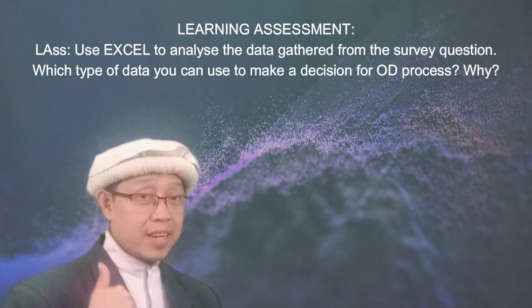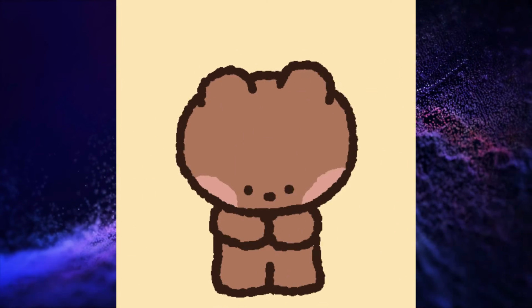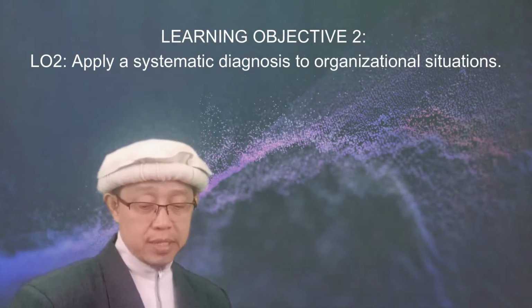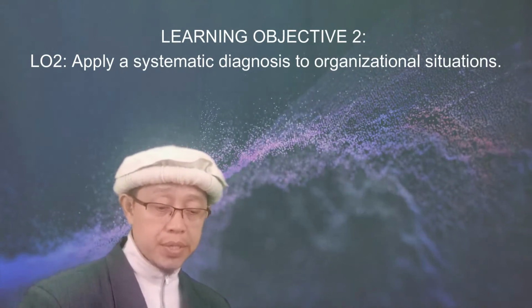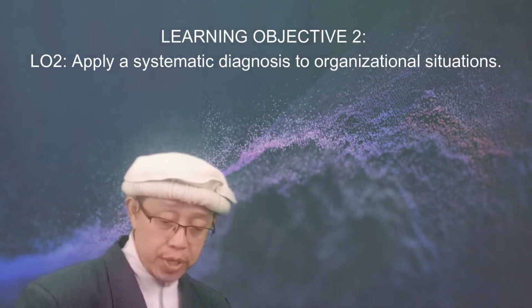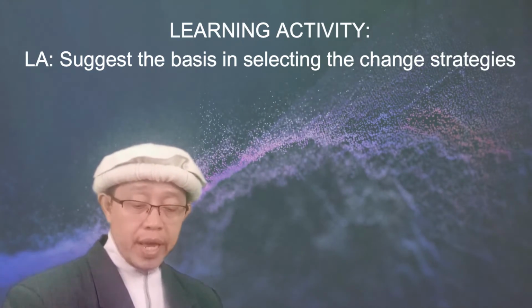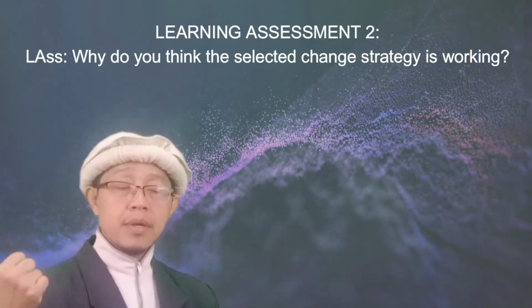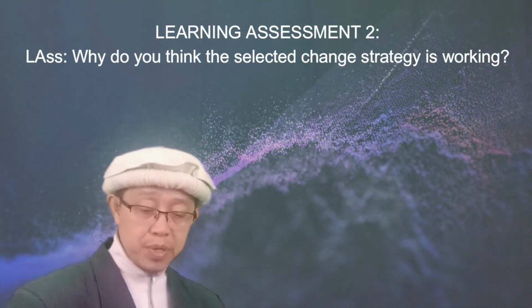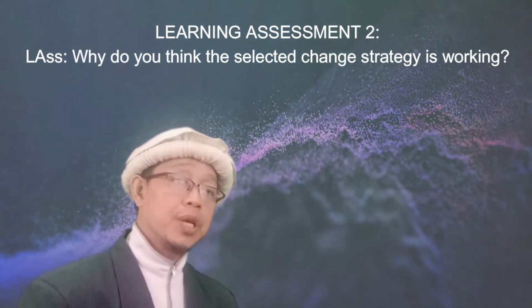And another, the second learning objective is about to apply a systematic diagnosis to organizational situation. As for this, the activity is students have to suggest the basis in selecting the change strategies. And second one, you have to make an assessment. Why do you think the selected strategy is working?